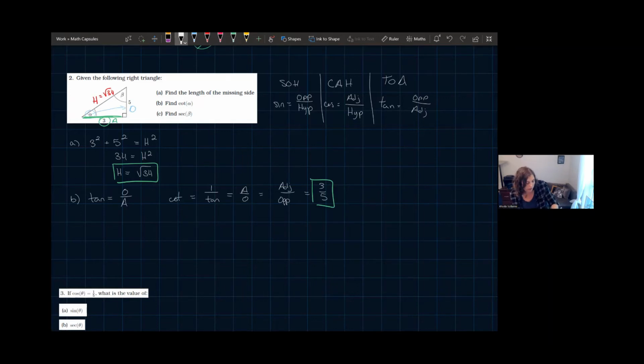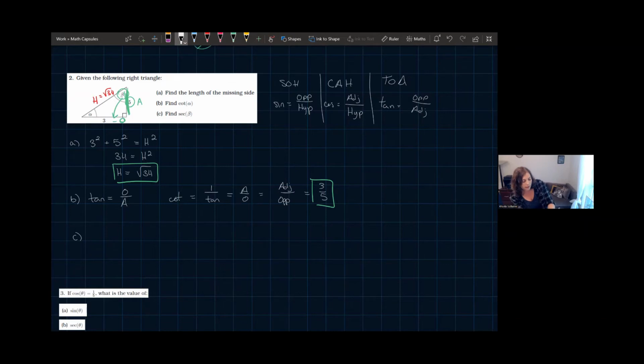So same thing for C. This time we want secant of beta. If beta is the angle in question, that's my perspective. So starting from beta, the opposite side is the one across from beta. So that's the one that measures length 3. The adjacent side is the one adjacent to beta. So that's the one that has length 5.